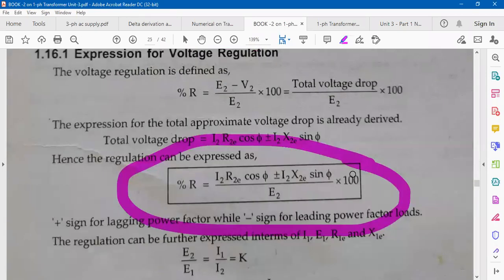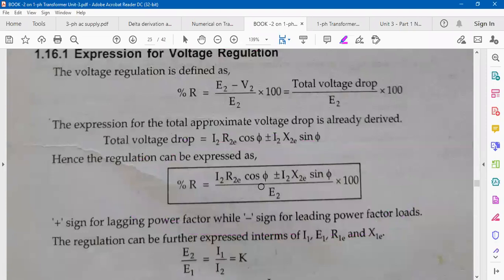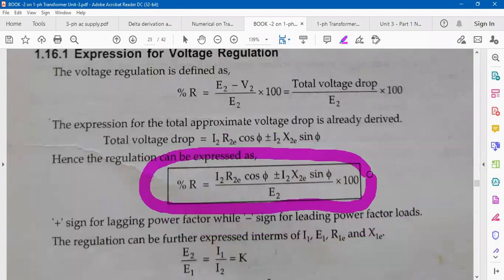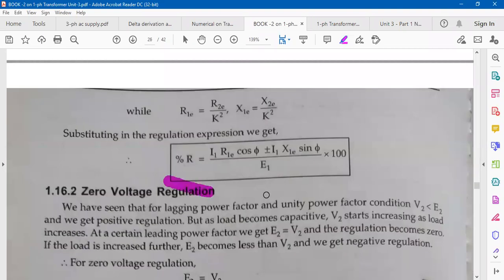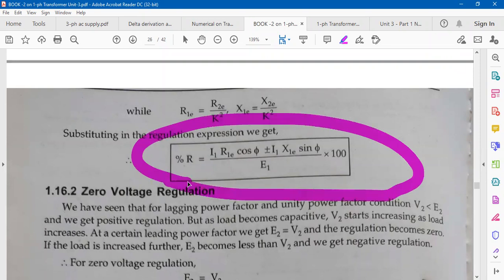If you observe here, one more thing. In this formula, two different formulas are there. This one is referred to secondary, because here R2, X2, I2 and E2, only secondary side parameters, are there. Means this is the formula referred to secondary. Similarly, for voltage regulation, another formula is there, referred to primary. Got it? You have to keep both formulas in mind.